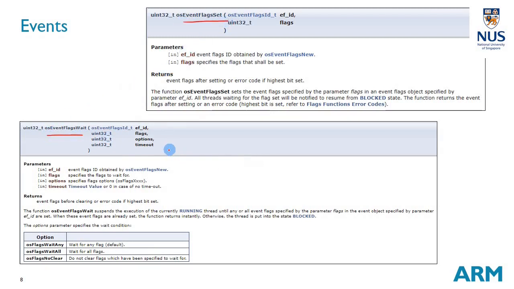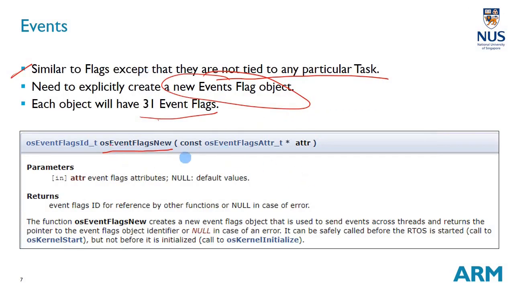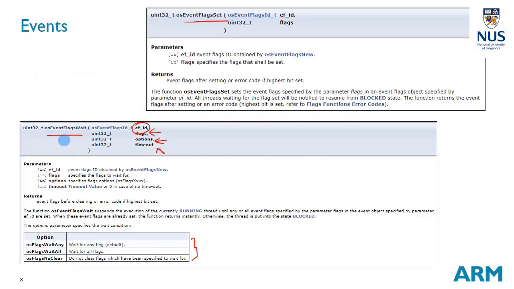Options wise, you can see they're very similar: wait for any, wait for all, and no clear. Timeout is the same as before, and flags are the flags that you are waiting for to be set. The only additional parameter here is the ID, and this ID is basically what you get back when you create the event flags new. So now let's look at an example.